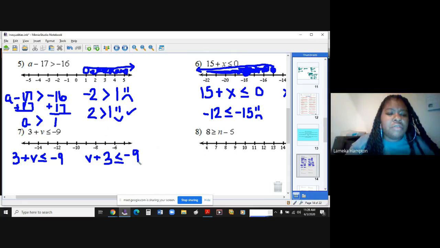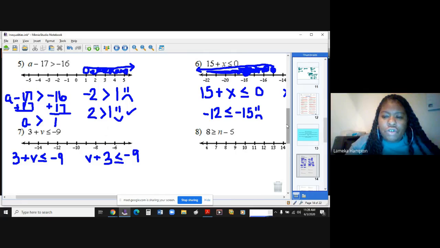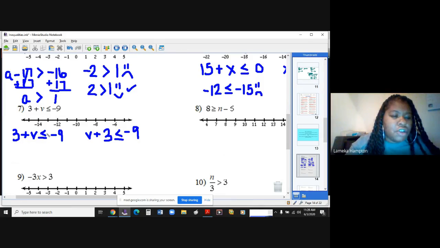All right. So tell me, what am I going to do here? You subtract 3 from both sides. Sure do. All day. So I'm going to subtract 3. Okay. And when I do that, that cancels out. And V is going to be less than or equal to negative 12.